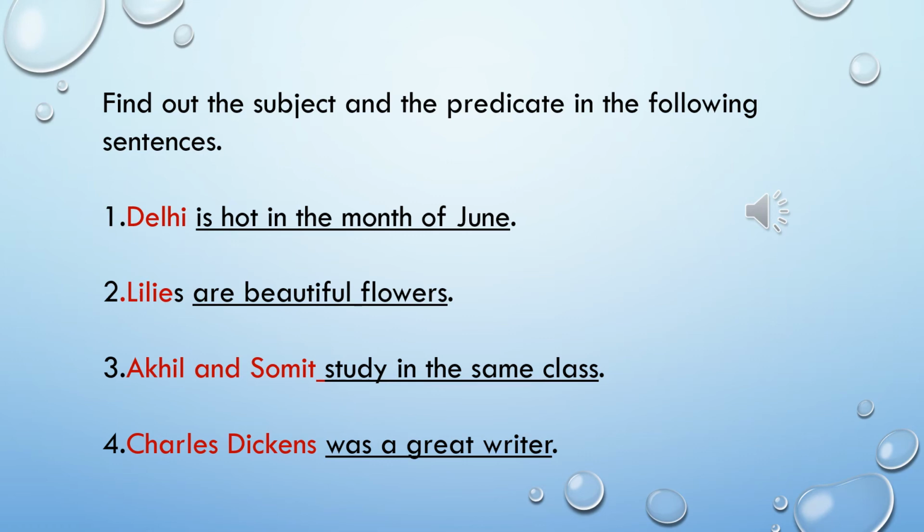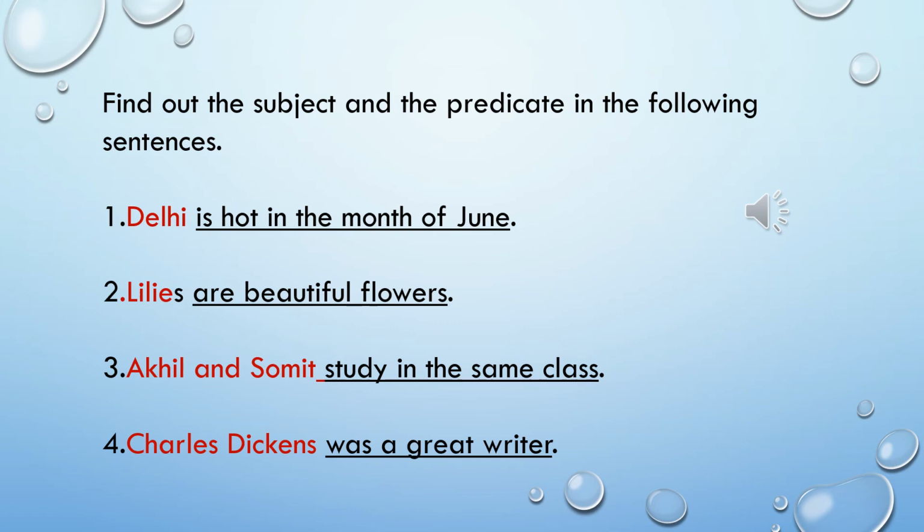Now frame a question. Which flowers are beautiful? Answer is lilies. So lilies is subject here. Next sentence is Akhil and Sumit study in the same class. Now find out the verb here. Verb is study. And the telling part is study in the same class. So study in the same class is predicate here.